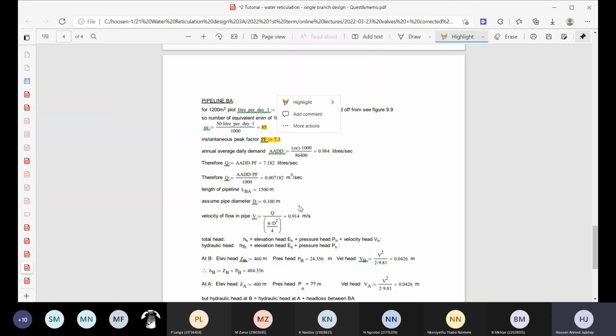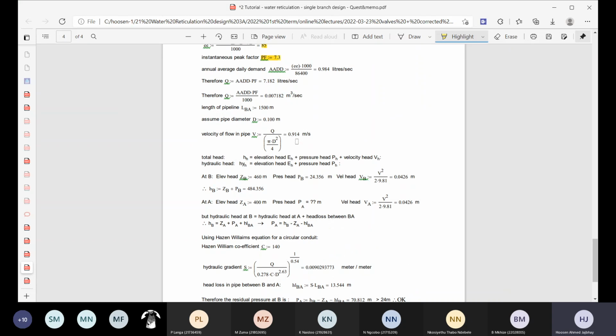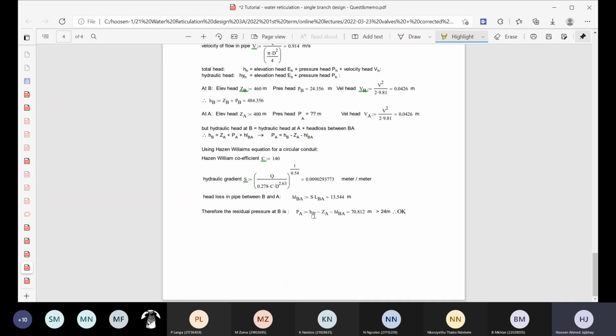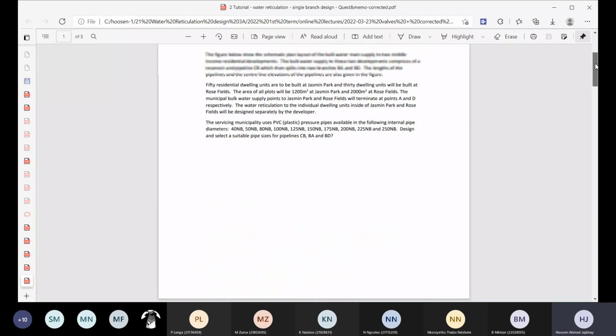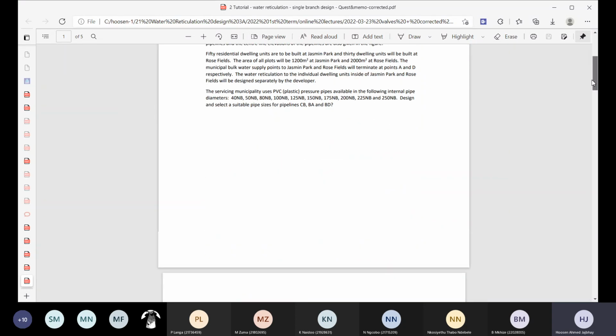It does not make much difference in the final design. You will still end up with the same pipe size. What will happen is you'll get a larger head loss in the pipeline, but the final residual pressure will still be well above 24, so it's fine with that. The corrected solution is what I'll put up after this lecture. I'll put it up for you onto Moodle. So this is the same tutorial, and the corrected tutorial.